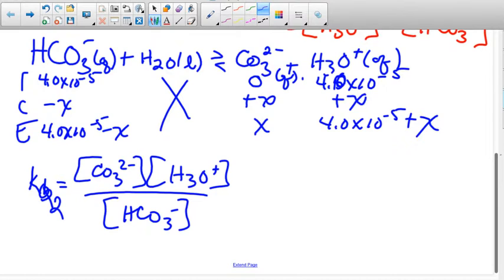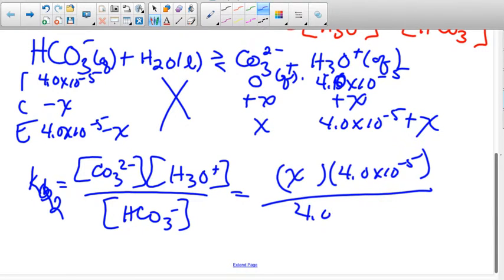All right. So this equals x, the Ka2, times 4.0 times 10 to the negative 5 over 4.0 times 10 to the negative 5. Those cancel. X is just equal to the Ka2.